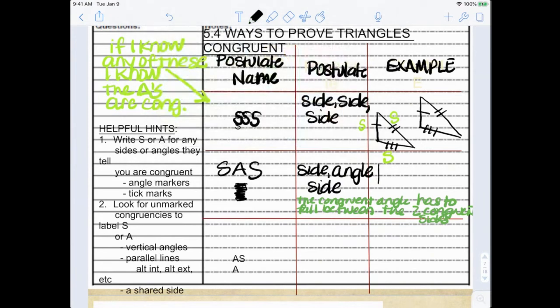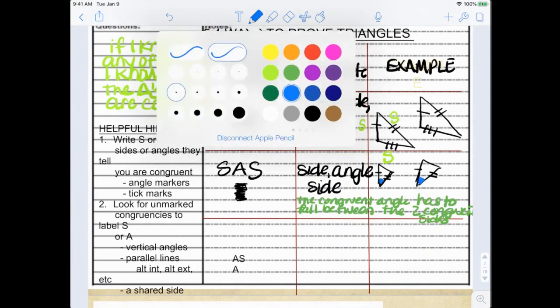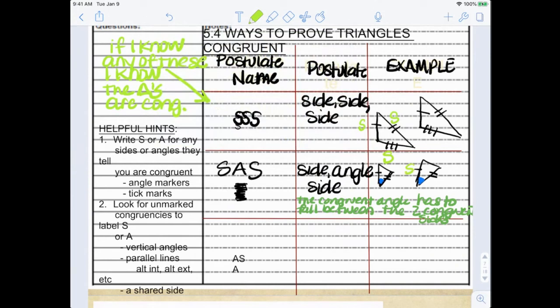So if I gave you this picture and I said this side is congruent to this side, these two sides are congruent to this other set of sides, the only angle that's going to work is the angle that is made by connecting these two congruent sides. So this right here would have to be my congruent angle. So here I would have a side, I have an angle given, and I have another side. Notice that the angle is smushed in between the two sides. Since it is, I know this is a side, angle, side.